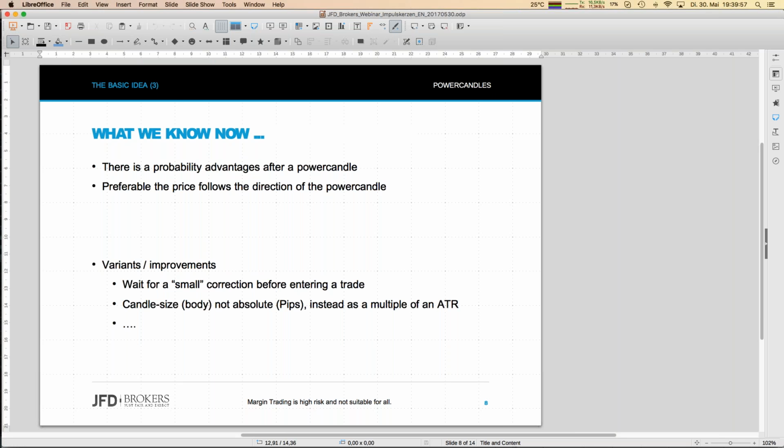So think more in terms of a multiple of an ATR as a threshold to label a candle a power candle or not. That variant, by the way, will be the one we have within that indicator for MT4. It's a good idea to use the overall volatility as a measure for the candle size and not the candle size itself, because then we don't have any link to specific timings like high volatility markets, low volatility markets, medium volatility markets, and so on. So that might be an additional improvement here as well.